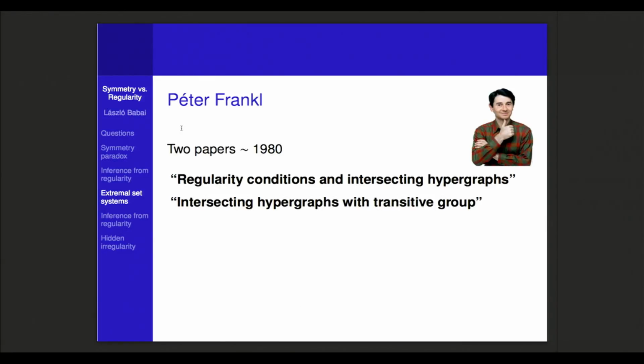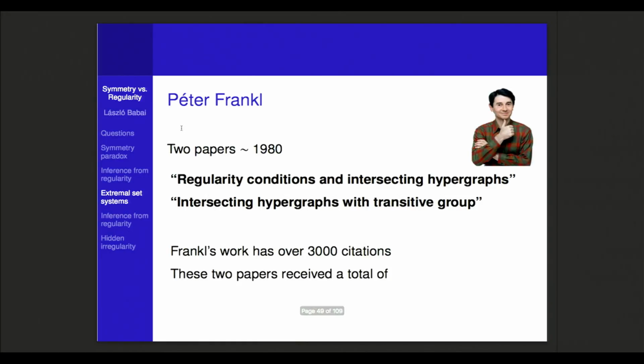Now, he wrote two papers in 1980, and Frankl's work is quoted all over the place. I mean, he's one of the real masters of extremal combinatorics. These two papers specifically received a total of 4 citations, and 2 of them from himself.